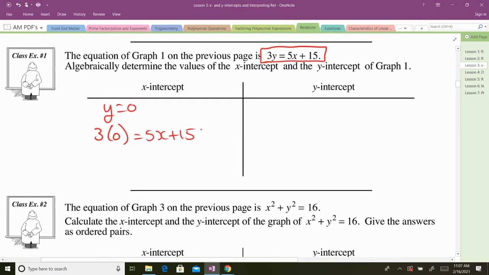All right. What's 3 times 0? So I get 0, 5x plus 15. How do I solve for x here? Subtract 15 from both sides. So I get negative 15 is equal to 5x. And then what do I do to get x by itself?